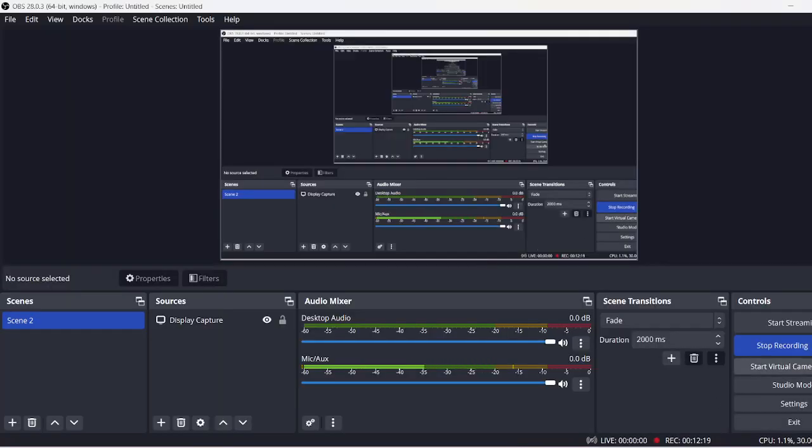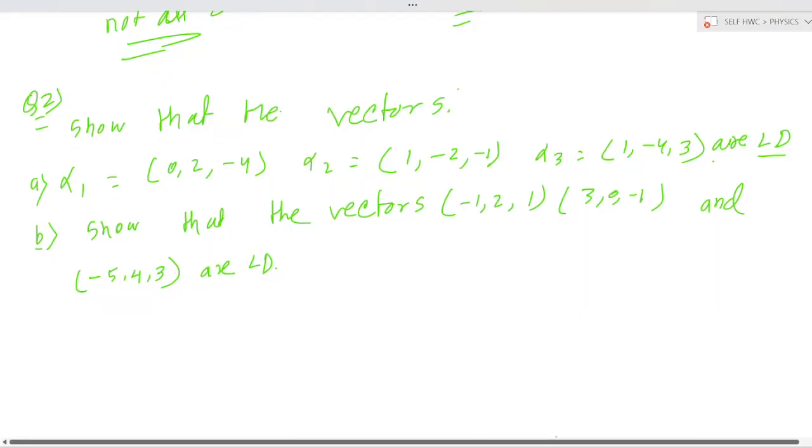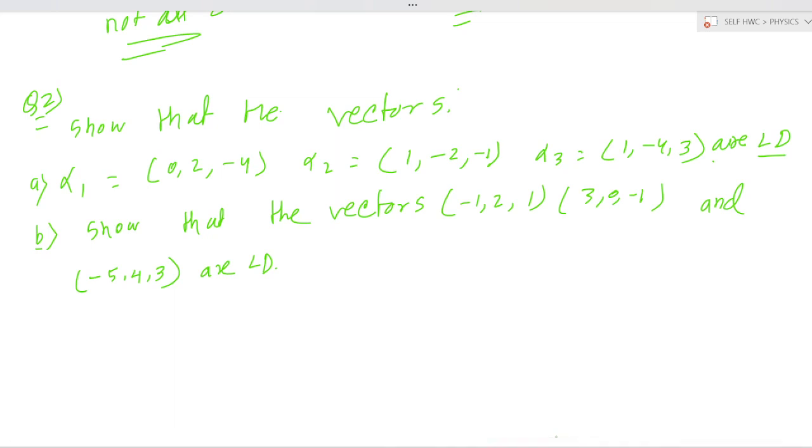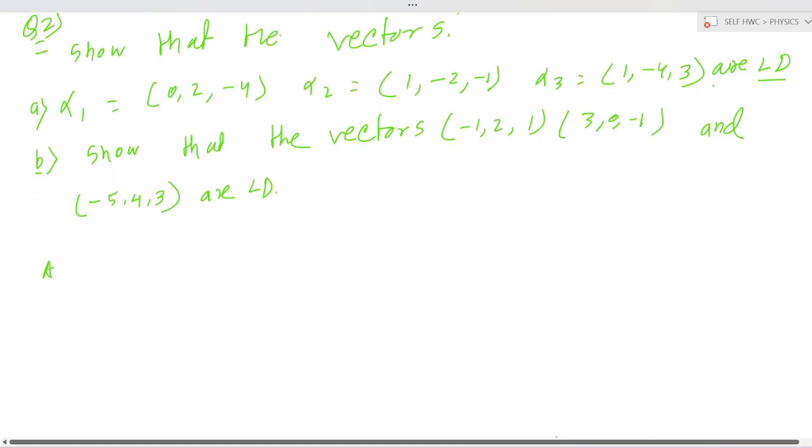Next question, this question is very important. Show that the vectors alpha 1 is equal to (0, 2, minus 4), alpha 2 is equal to (1, minus 2, minus 1) and alpha 3 is equal to (1, minus 4, 3) are linearly dependent. Okay. Next question: show that the vectors (minus 1, 2, 1), (3, 0, minus 1) and (minus 5, 4, 3) are linearly dependent. Is it true or not, and is it linearly dependent? You solve this problem. Okay. Answer.